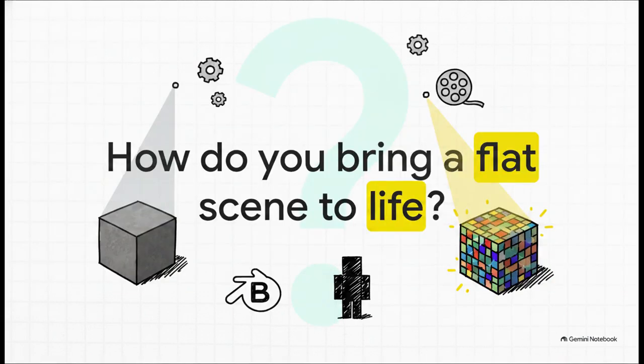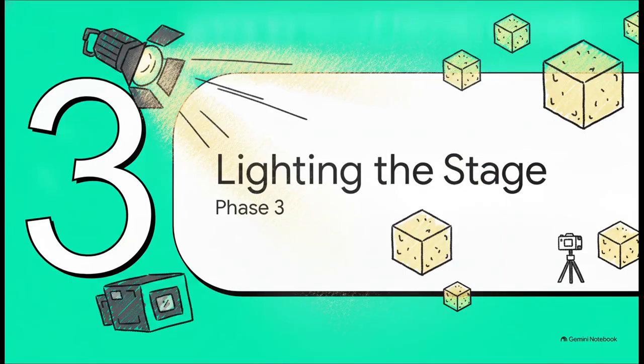But here's the thing. You've imported your world, right? But right now, it probably looks pretty uninspiring. It's just kind of sitting there. So how do you take a flat, dark, unlit digital block and actually bring it to life like a real movie set? Well, that brings us to Phase 3, lighting and camera magic.